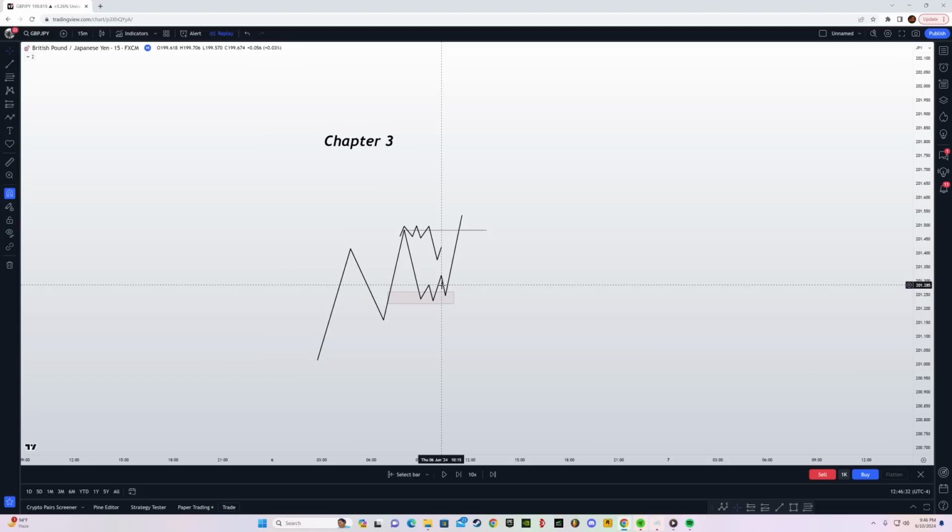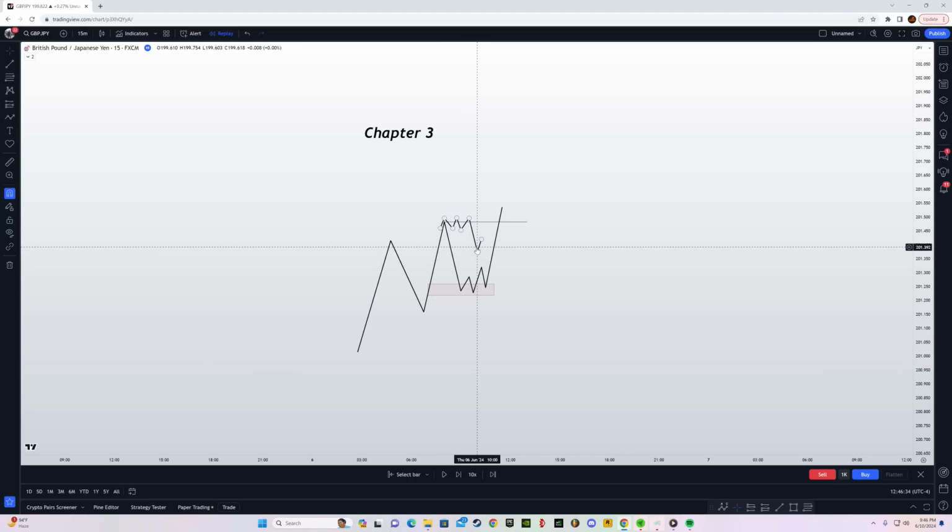So it's a very simple method to identify the market maker models. Now I'm going to teach you my personal model and my personal approach to market maker models, and then I will give you examples for that personal approach.